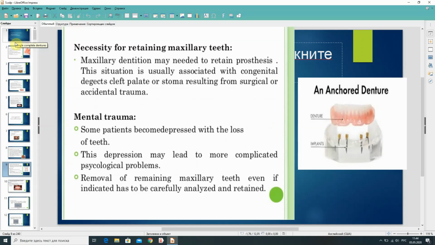Necessity for retaining maxillary teeth. Maxillary dentition may be needed for retaining prosthetics. This situation is usually associated with congenital defects, cleft palate, or stoma resulting from surgical or accidental trauma. Mental trauma: some patients become depressed with the loss of teeth. This depression may lead to more complicated psychological problems. Removal of remaining maxillary teeth, even if indicated, has to be carefully analyzed and they may need to be retained.